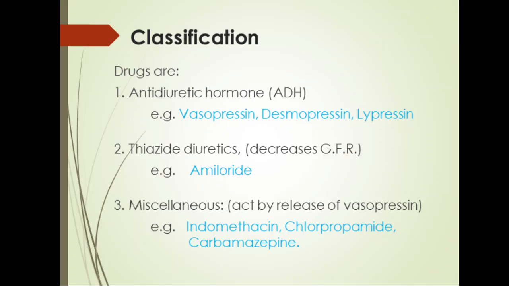Classification of antidiuretics. First class is antidiuretic hormones. Examples are vasopressin, desmopressin, lypressin. Second class is thiazide diuretics, which decrease the glomerular filtration rate. Example is amiloride. And miscellaneous drugs, which act by releasing vasopressin, a hormone from the pituitary gland. Examples are indomethacin, chlorpropamide, carbamazepine.